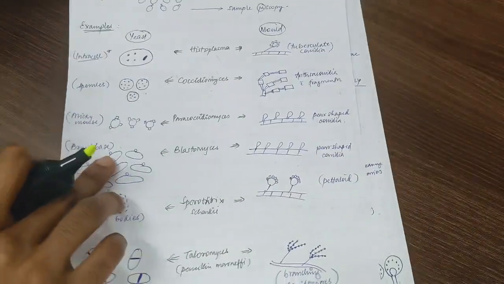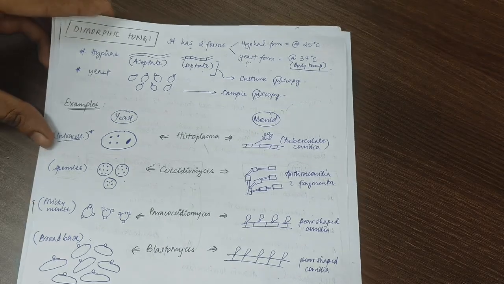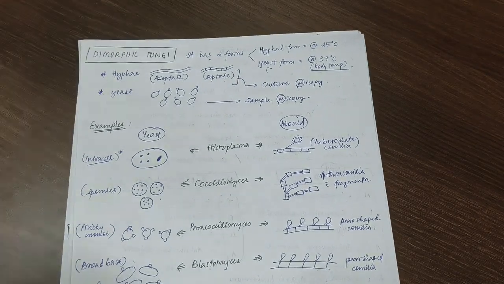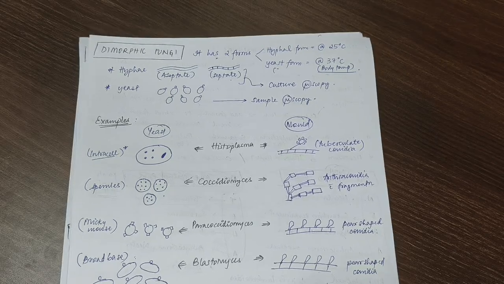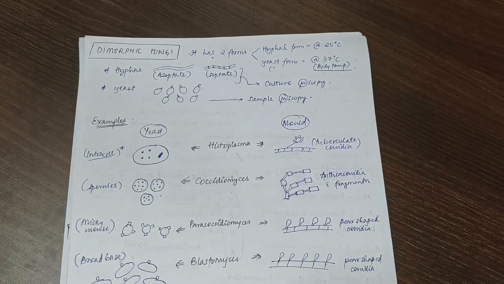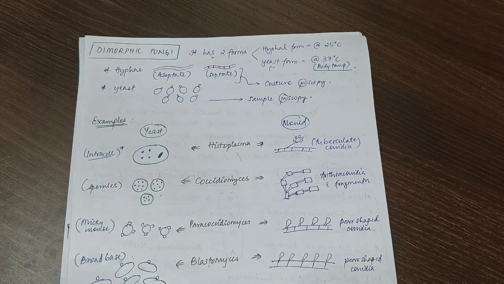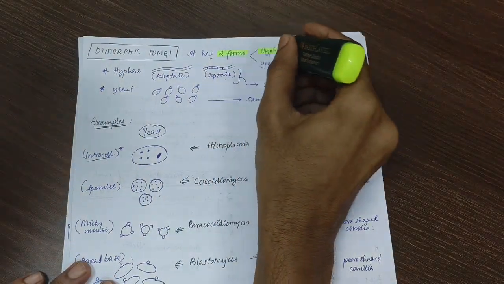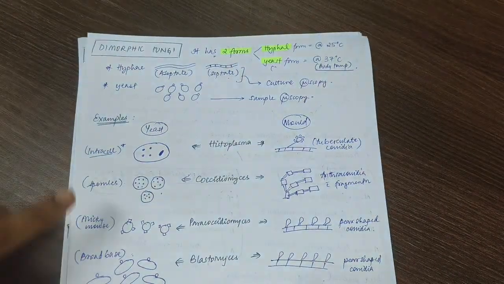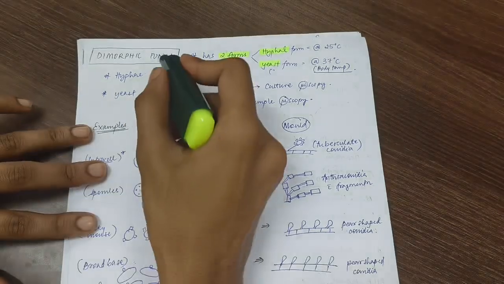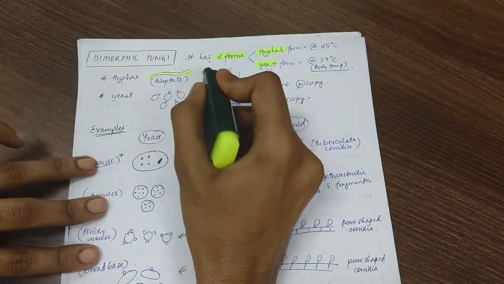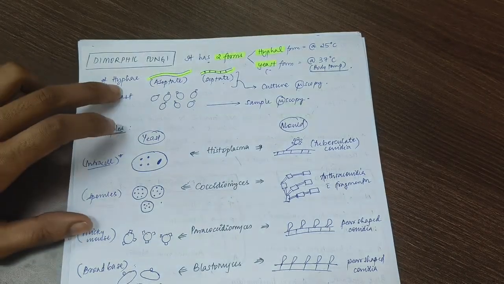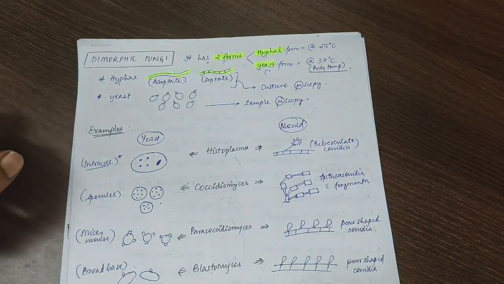Okay, coming to general mycology. What is in general mycology? First important topic is dimorphic fungi. What is dimorphic fungi? In the name itself, it has two morphological forms. That is why it is called dimorphic fungi. It has two forms, that is hyphal form and yeast form. Hyphal form is this flat structure. If it is having septations, it is called septate hyphae. If it doesn't have any septations, it's called aseptate hyphae.